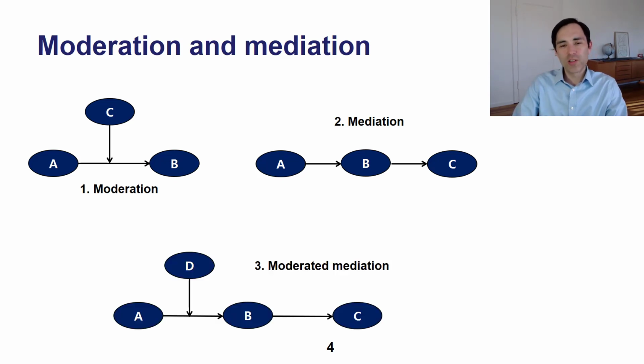And then we can also combine moderation and mediation. It could be moderated mediation. As you can see in the figure, A has an influence on B, B has an influence on C, and the relationship between A and B is moderated or influenced by another variable. And that eventually has also an indirect effect on the final outcome variable C.